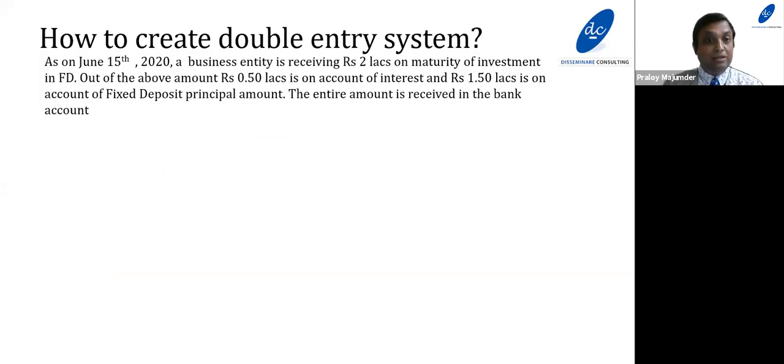Next, as on June 15, 2020, a business entity is receiving rupees 2 lakhs on maturity of investment in FD. Out of the above amount, 0.50 lakhs is on account of interest and 1.50 lakhs on account of fixed deposit principal amount. The entire amount is received in the form of a bank account.